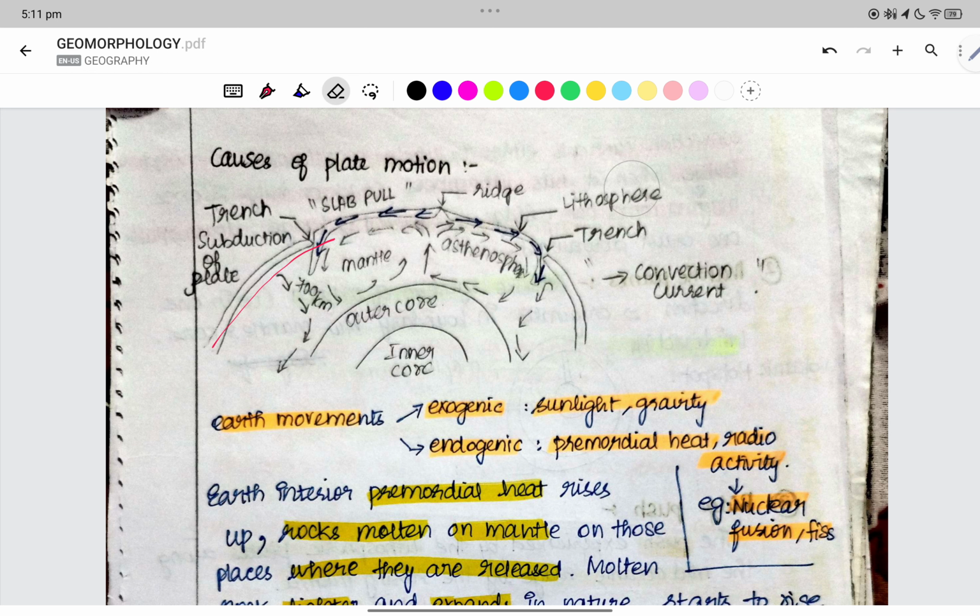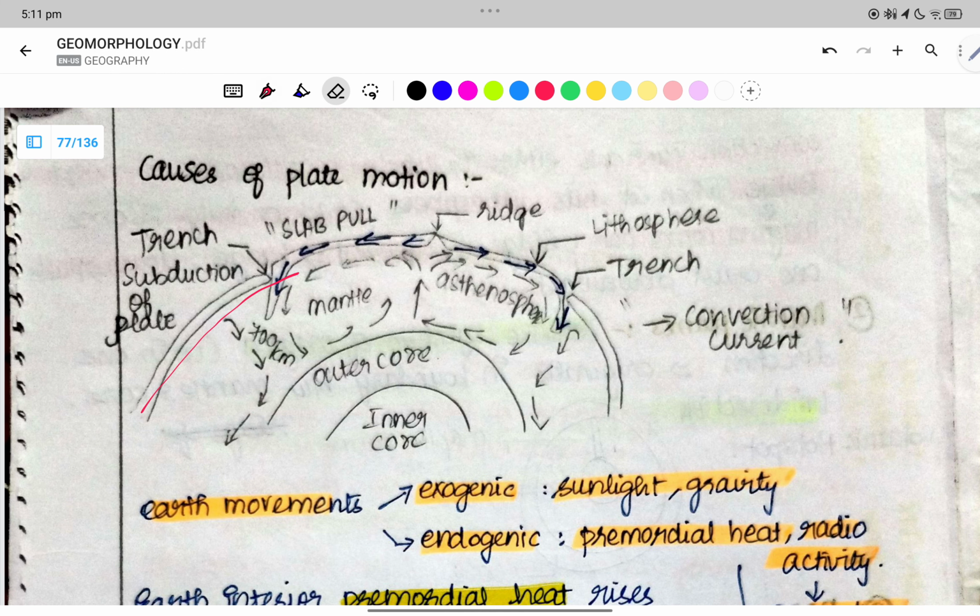What are the causes for such plate motion? Here we have convection currents. When there is a convection current, there is a formation of a ridge, which causes the plate to move, and eventually at one point where the convection currents are subsiding, the slab is being pulled. Slab pull, and then we have the ridge. This place where the slab is being pulled is called a trench.